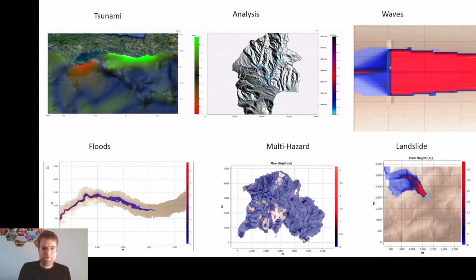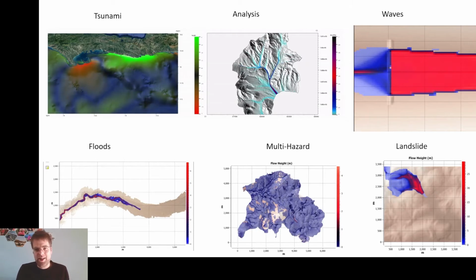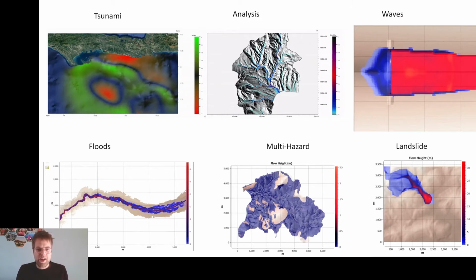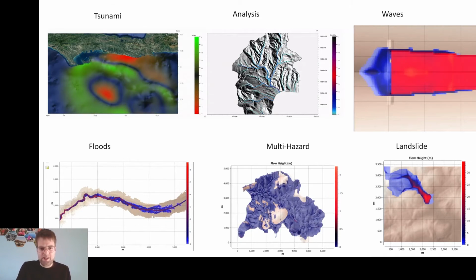Here you see some examples of simulation results obtained using LISEM. So tsunami simulation, flow path analysis, wave behavior, floods, multi-hazard, or landslide runout. All of these are simulated using the LISEM software.